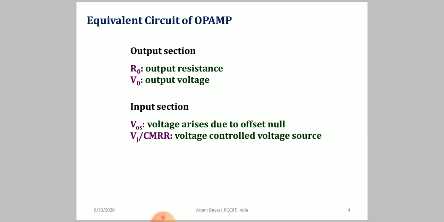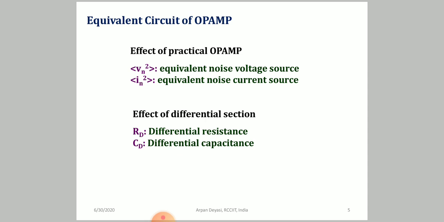The input section, I have considered the offset null, which is VOS, and the voltage controlled voltage source, that is Vd by CMRR. In the practical op-amp, I have considered the noise voltage source and noise current source, which is average of Vn square or average of In square. And the differential section, we have a resistance and capacitance, which is Rd and Cd.